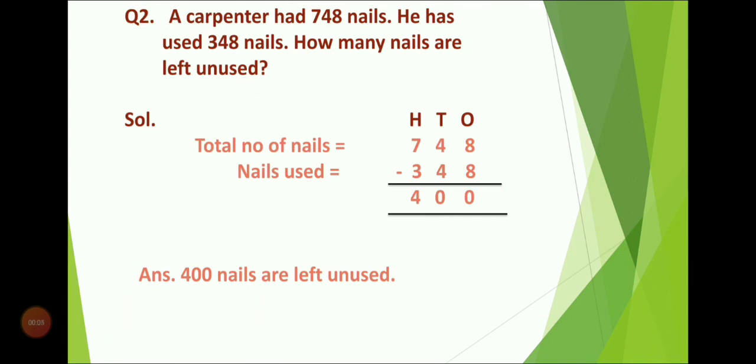Next question. A carpenter had 748 nails. He has used 348 nails. How many nails are left unused? Total number of nails is equal to 748. Nails used is equal to 348. So we will subtract 348 from 748. We will get 400. So it means 400 nails are left unused.